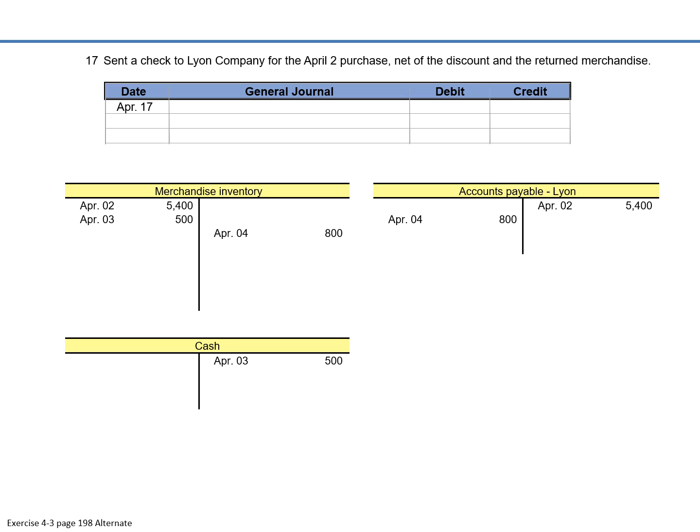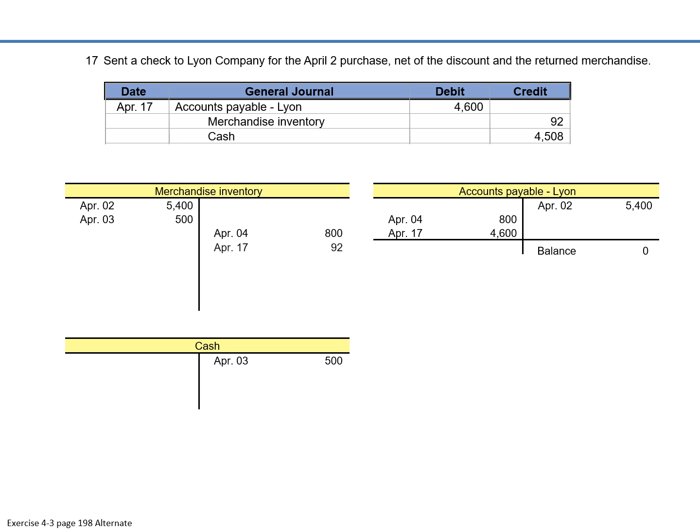Then we sent a check to Lyons Company for the April 2nd purchase, net of the discount and the returned merchandise. So our accounts payable balance is $5,400 less $800. So to take that to zero, we need a debit of $4,600. So we're going to debit accounts payable $4,600. We're going to reduce our merchandise inventory by the discount that we took. So 2% of $4,600 is $92. And then the cash out the door is going to be $4,508. Post all those to the T accounts. Credits to the right side, debits to the left side.